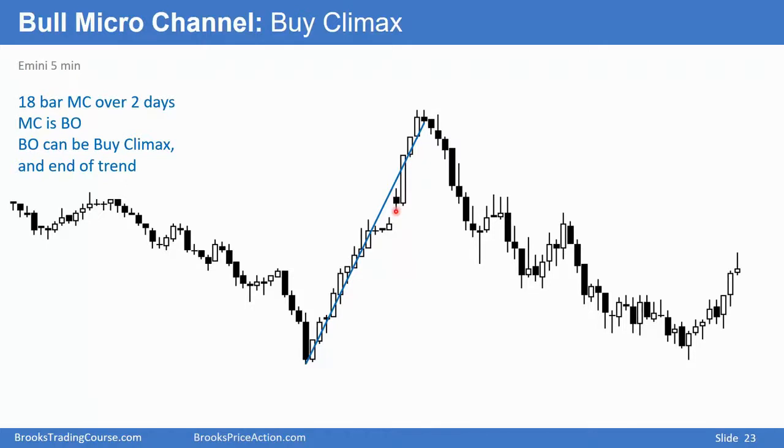This is the start of the day. Here's the end of yesterday. 18 bars without a pullback over 2 days. Let's say a bull started buying closes, and let's say they bought this close. Obviously, it's buy the close here, it's buy the close here, and it's buy the close here.